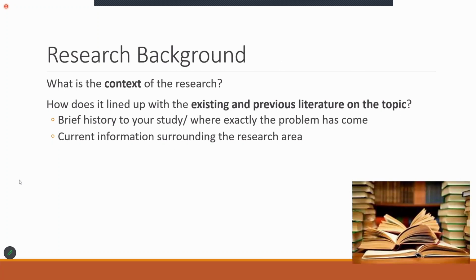And moving on to the next part, which is the research background. So research background provides the context of the research. When you are developing the research background, you need to go through the previous literature on the topic. Probably a brief history of your study, what has been carried out elsewhere, and then the current information surrounding the research area. All this should be provided within the research background.